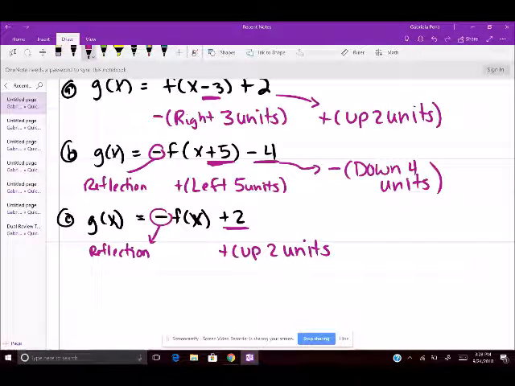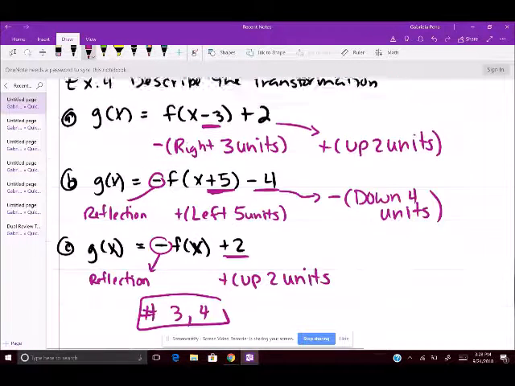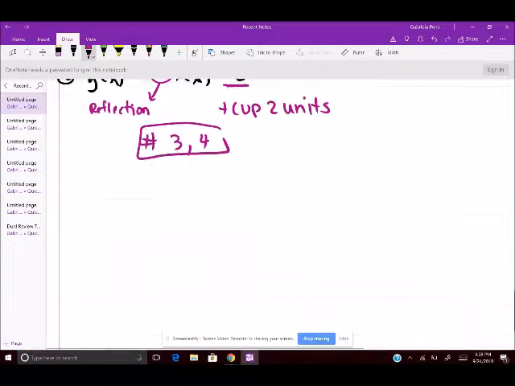So after doing that, you should be able to work on problem number 3 and number 4. So number 3 and number 4 are like example number 4. And there's just one more example that's going to be similar to 9, 10, and 11 of your assignment. So that was example 4. So let's look at example 5.